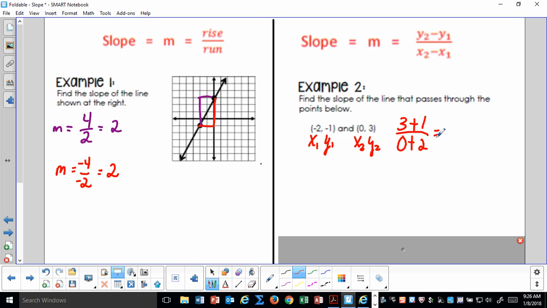So now we're going to simplify the top. 3 plus 1 is 4. 0 plus 2 is 2. So we have a slope of 4 over 2, which can be simplified to 2. So as you can see, the slope of this line is 2, no matter if we do it graphically, starting from this point to that point, or from that point to this point, we still get 2. And when we use our slope formula, we get the same number.